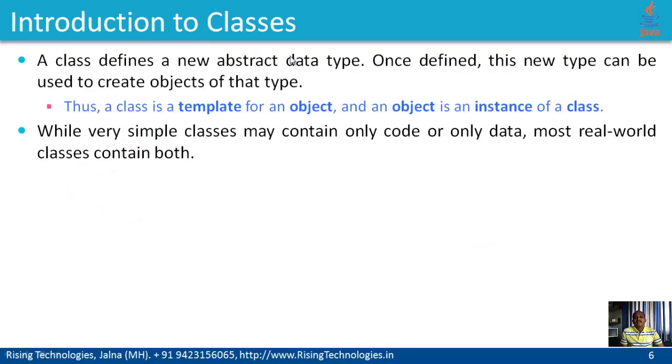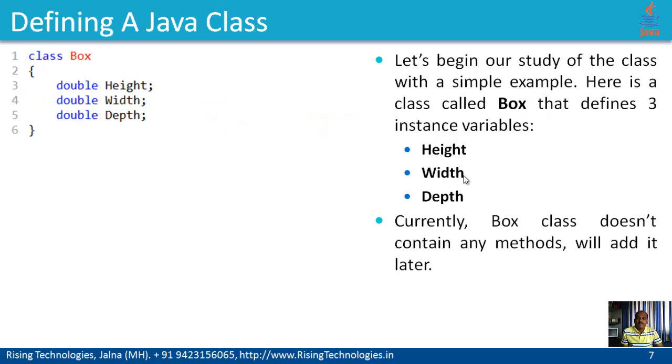So the class is a new abstract data type, and once defined, this new type can be used to create objects of that type. Thus, you can say the class is just a template. This is just an outline of an object. This class contains the definition of state as well as behavior of an object, and an object is actually an instance of the class. While very simple classes may contain only code or only data, most real-world classes will contain both.